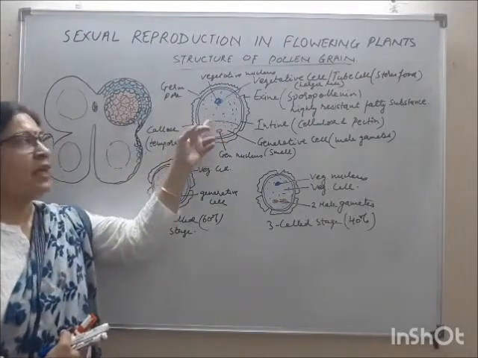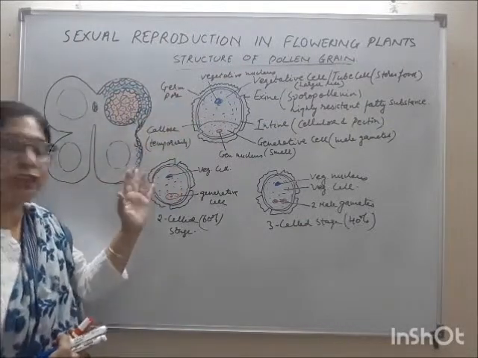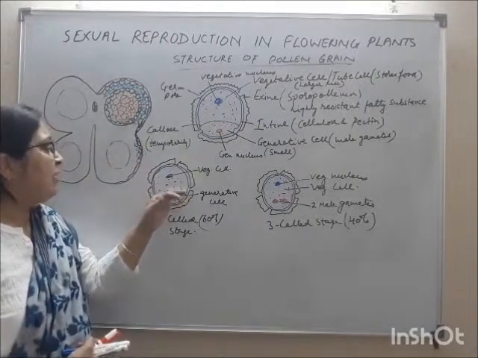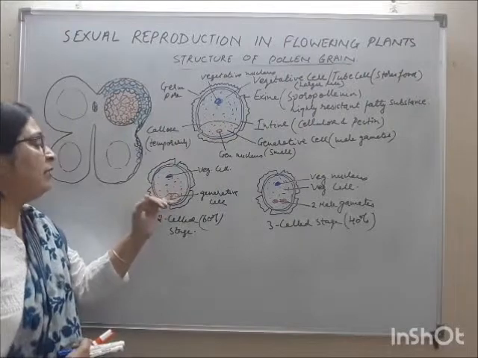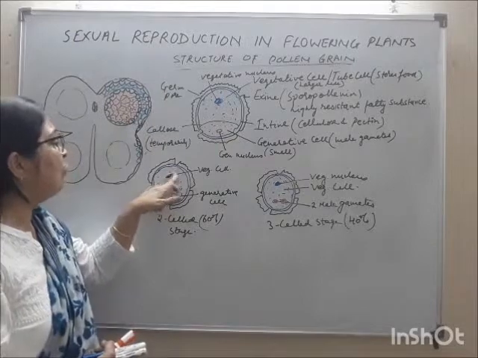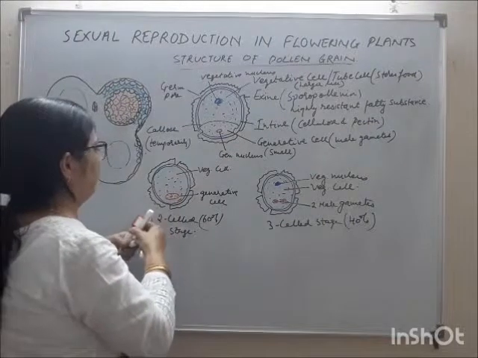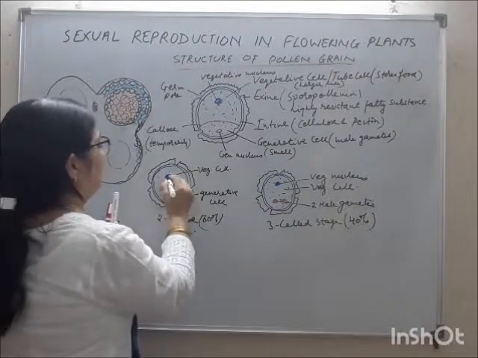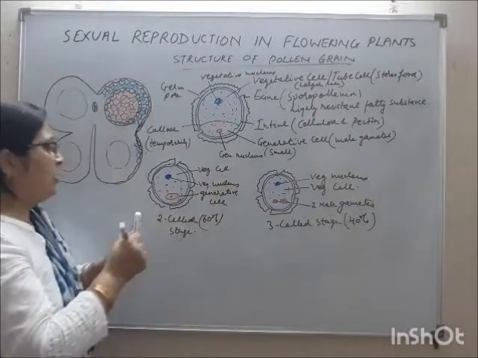When these two cells are separated by a wall which is known as callose, this callose wall degenerates, it dissolves with the help of an enzyme callase, and then the generative cell is freely present in the cytoplasm of the vegetative cell. You can see here, these are present freely. Now this stage is known as two-celled because two cells are there. This is the vegetative cell and this is the vegetative nucleus.